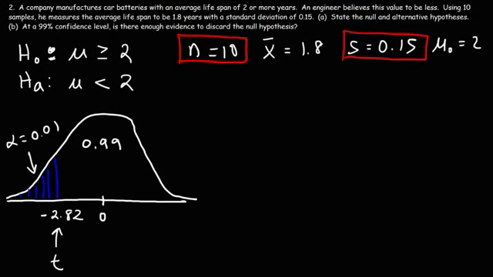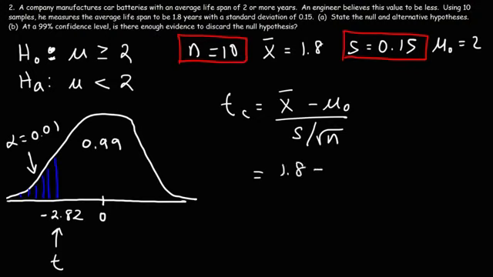So now we need to find our calculated t-value and compare it to our critical t-value. So the formula we're going to use is this one. It's going to be the sample mean minus the hypothesized mean, divided by the sample standard deviation over the square root of n. So the sample mean is 1.8. Mu naught is going to be 2. Our sample standard deviation is 0.15, and the sample size is 10.